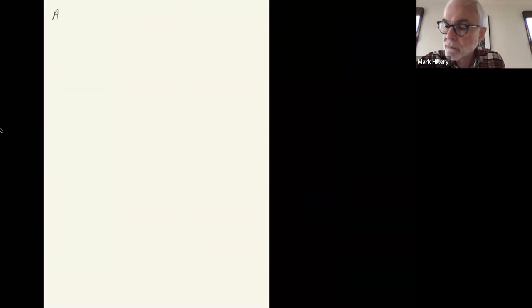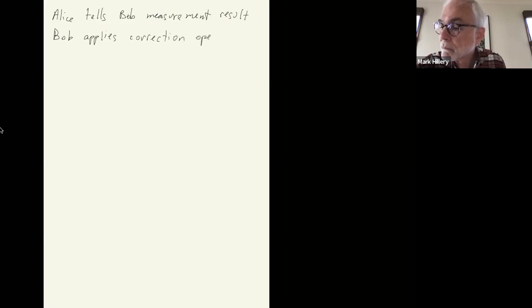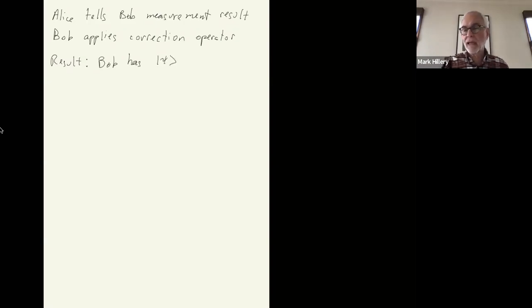So Bob applies the correction. And the result: Bob has psi. So psi has been transmitted from Alice to Bob using an entangled state.